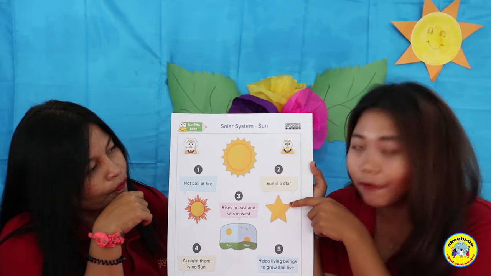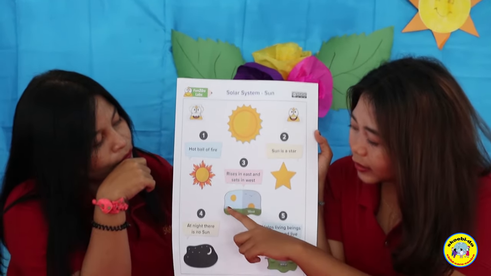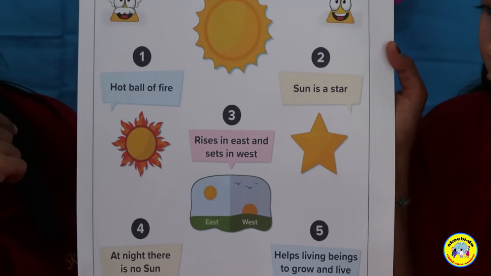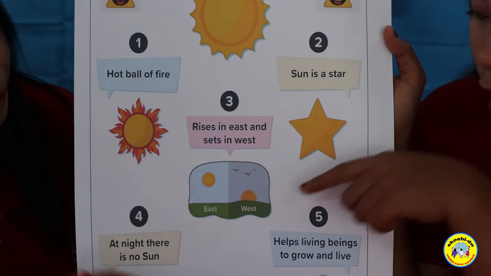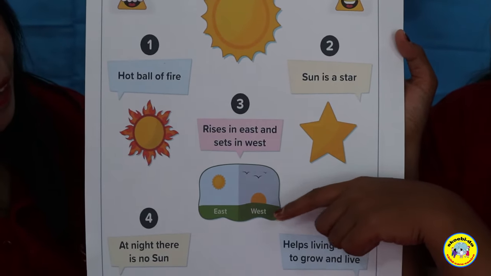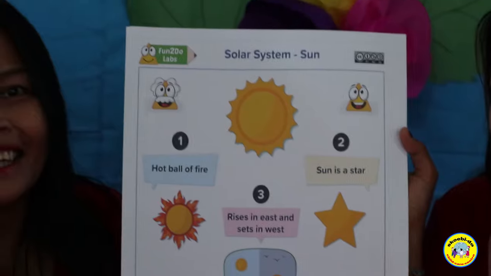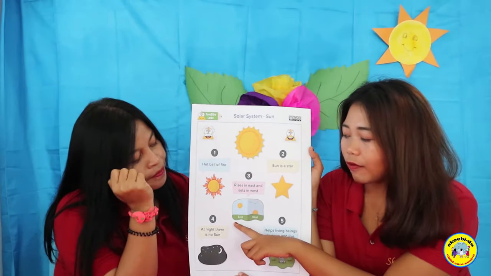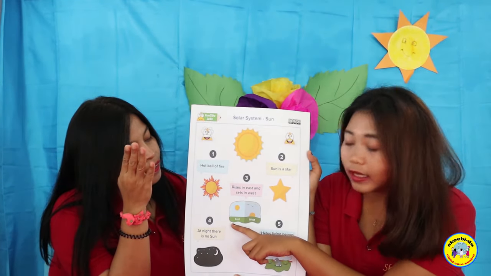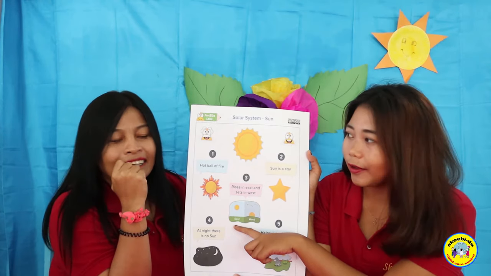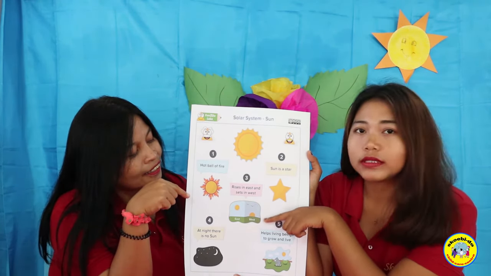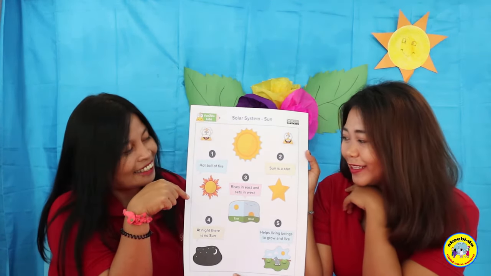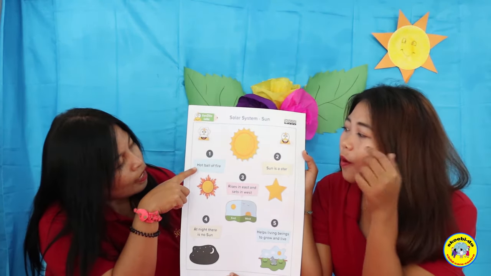Okay, next. The fact about this sun is that the sun rises in the morning, and the sun goes down in the west. It sets in the west, in the evening. Now let's try one more time to say it. The sun rises in the east in the morning. And the sun goes down in the west in the evening.